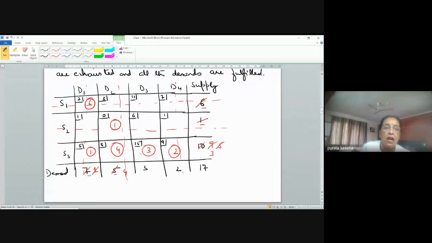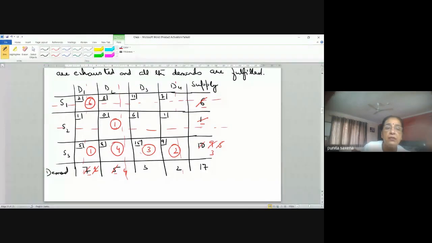Now see, how many allocations have you made? 1, 2, 3, 4, 5, 6. So here your m plus n minus 1 had to be 6. And you have made 6 allocations here. So definitely this solution is non-degenerate because you have made m plus n minus 1 number of allocations.